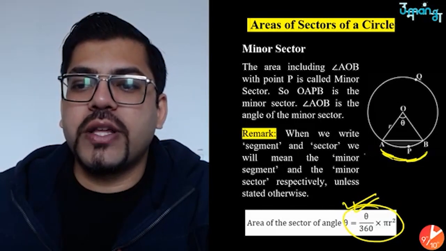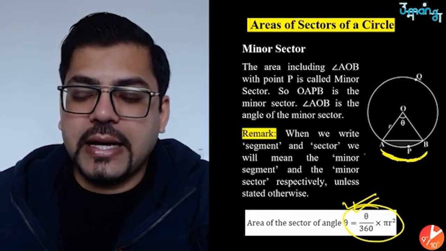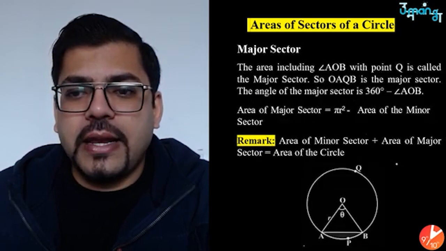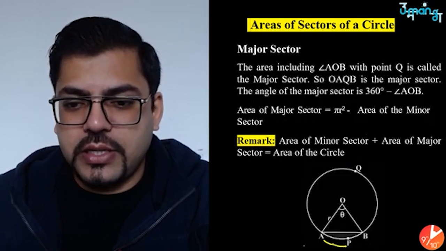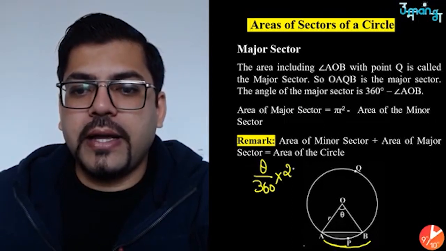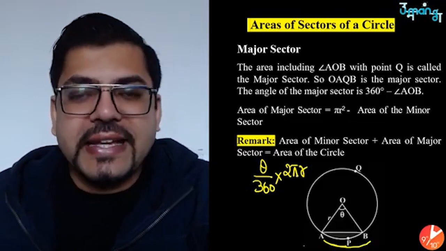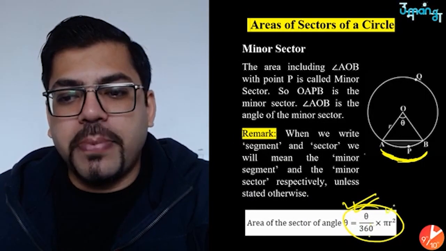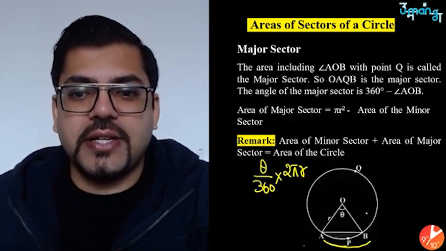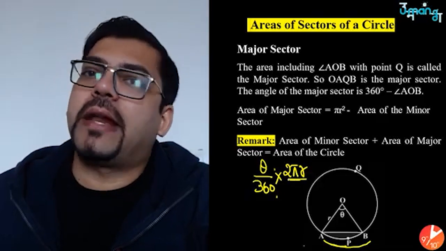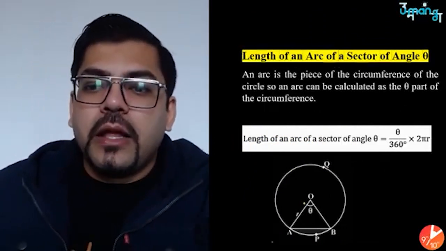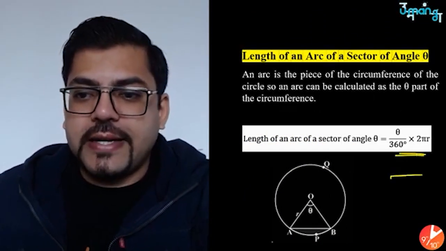So if someone asks you what is the perimeter of the sector or the length of this arc, the length formula is pretty simple. For this arc APB, I'm going to write theta by 360 into 2 pi r. Earlier we did theta by 360 into pi r square, the area of the entire circle, into theta by 360. Now we'll do theta by 360 into the complete perimeter. That will give me the length of this arc. So, theta by 360 into 2 pi r, as I said.